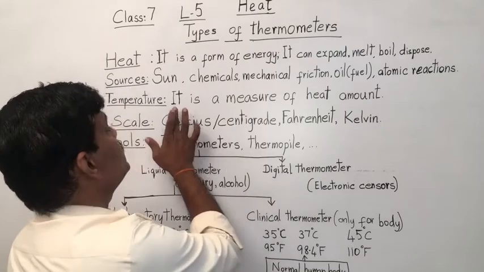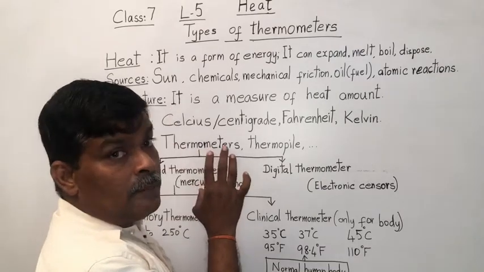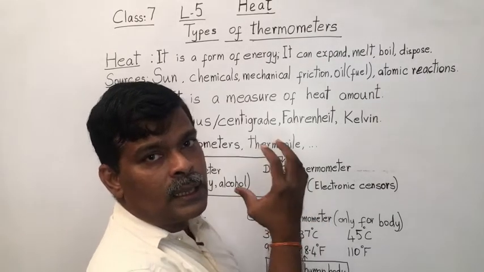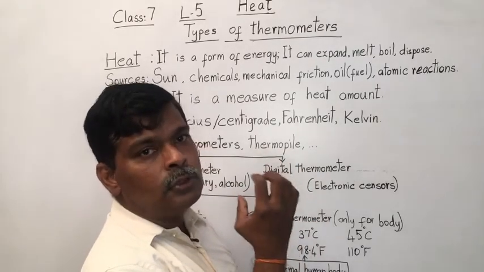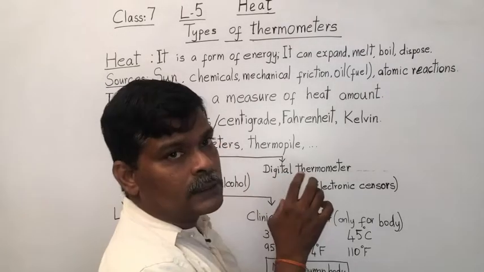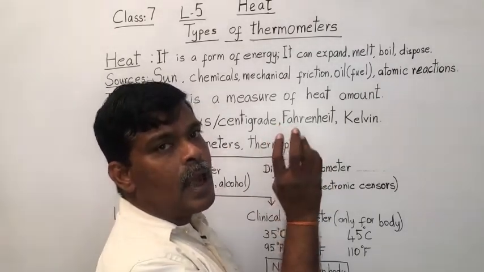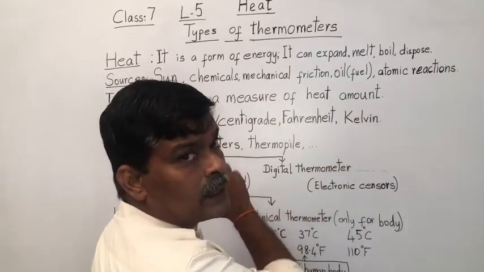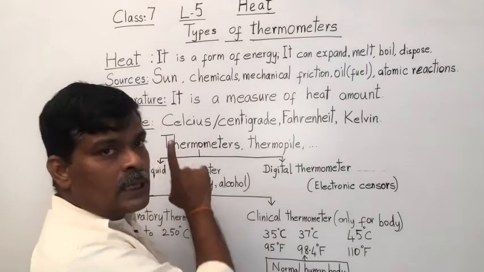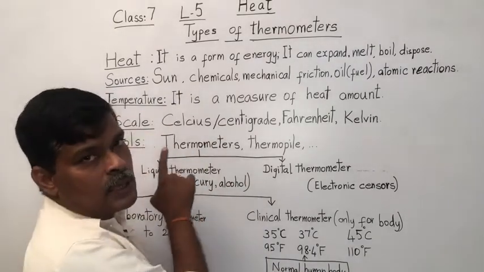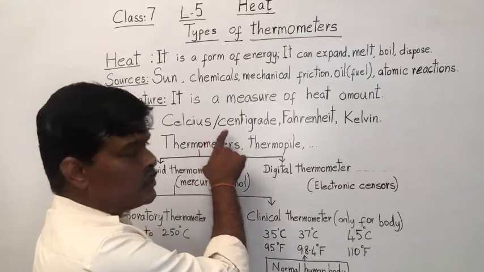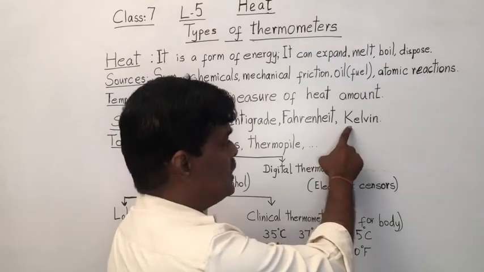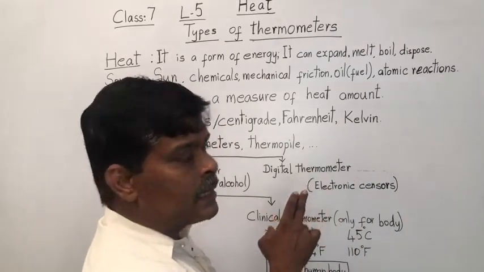Next, temperature is a measurement. It is the quantity of how much heat there is in a hot substance. The heat amount we are measuring with the help of temperature. It is nothing but a measuring amount. So the measure of heat amount is called the temperature. For measuring the temperature, we are using many scales. One is the Celsius or centigrade scale, another one is the Fahrenheit scale, and another one is the Kelvin scale in the SI system. So these three scales we are using.